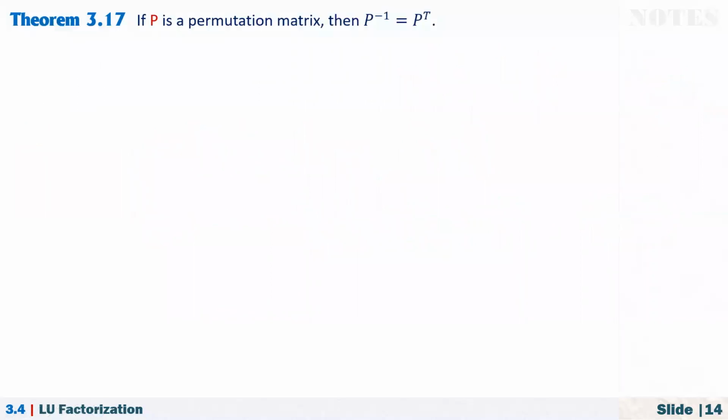So now the theorem. If P is a permutation matrix, then the inverse of P is equal to the transpose of P. A permutation matrix is just the product of a few elementary matrices of this type. We obtain it by interchanging or swapping a few rows of the identity matrix.